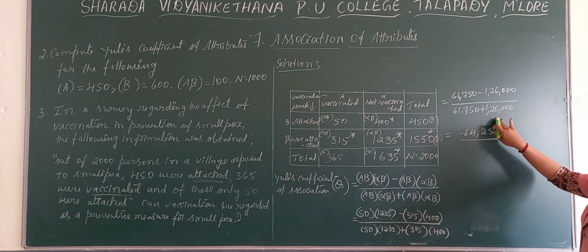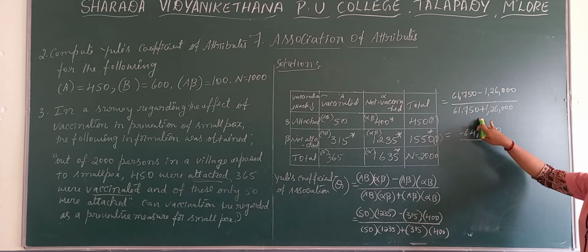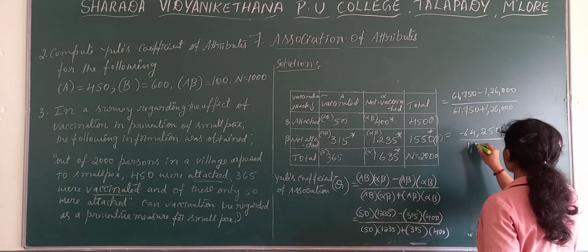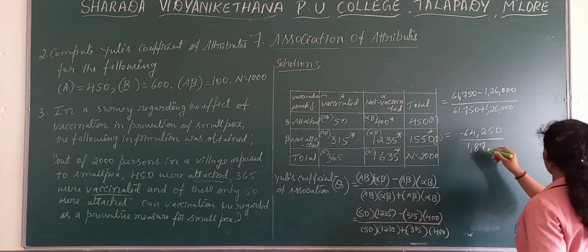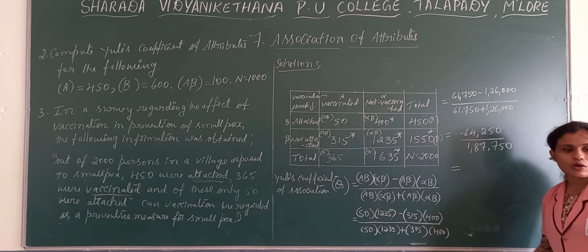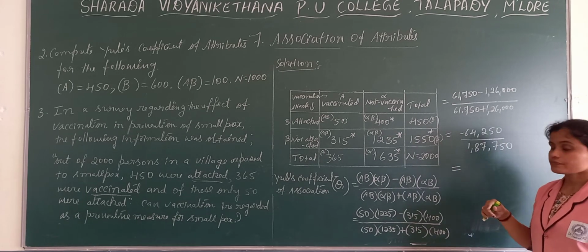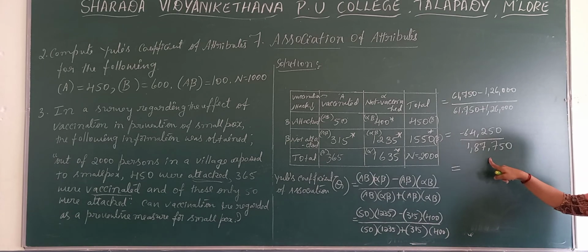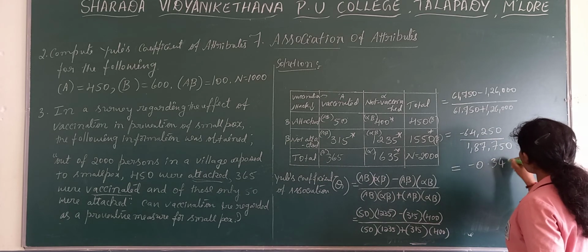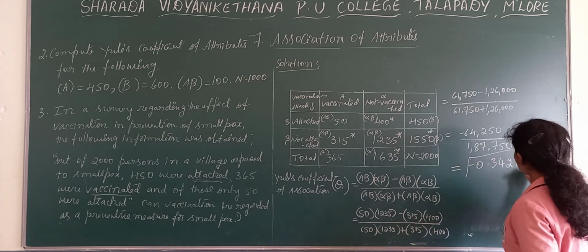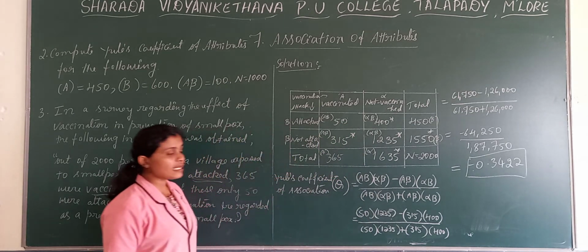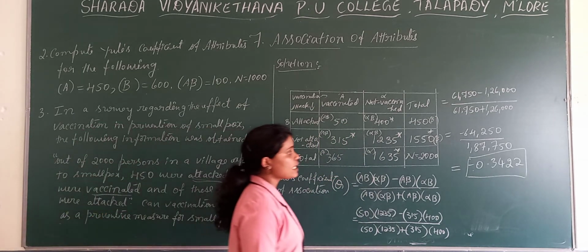Then here when we add these two, 61,750 plus 1,26,000, we get 1,87,750. Now when we divide this, we get the final answer as minus 0.342. See here, we got the answer as negative.